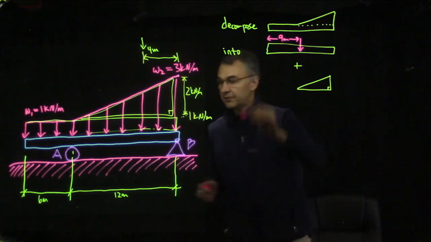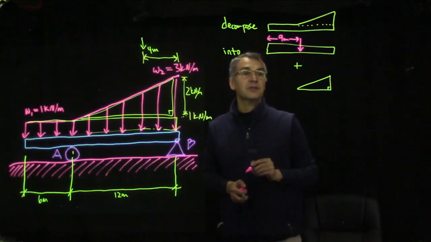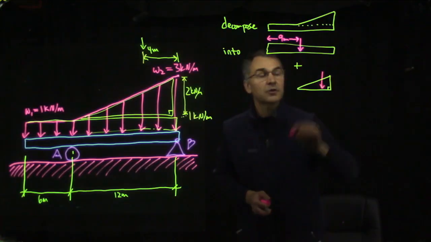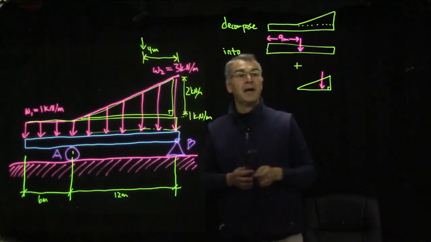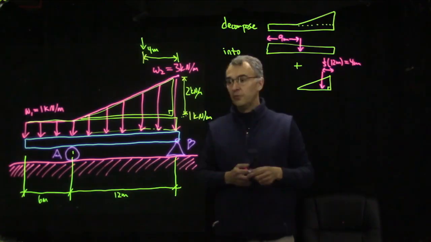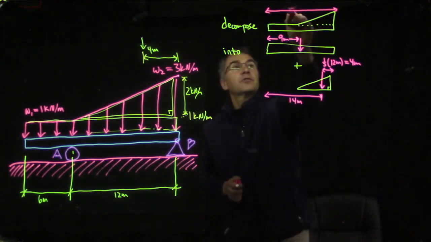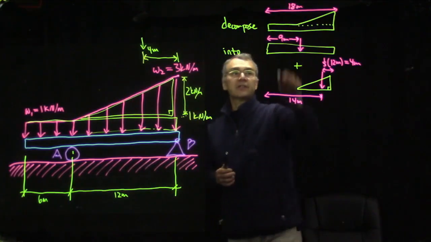Since this whole width here is 6 plus 12, which is 18, the centroid here will just be half of 18, which is 9 meters. And then this centroid will be 1/3 of the way. So we start at the very end, we go 1/3 of the way back. So this distance is 1/3 of 12 meters, which is 4 meters from the right-hand side. 4 meters from the right-hand side is the same as 14 meters from the left-hand side, since the full length of the beam is 18 meters. So 6 plus 12 is 18.